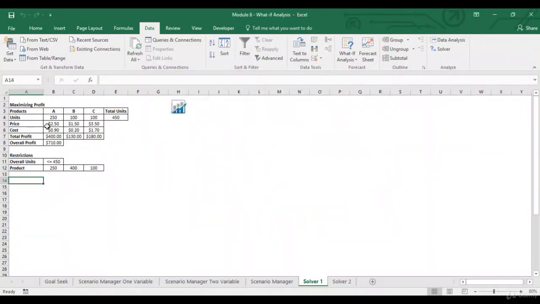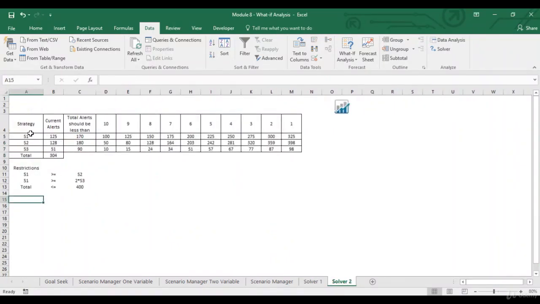As you can see, now your number of units has changed and your profit has also increased to $710 from $235. So what Excel is saying is that we can produce 250 units of product A, but only 100 units of product B and 100 units of product C. And when we optimize all of them, we'll end up with 450 units in total because that was the limitation, and we'll have a profit of $710. Let's look at another example of Solver.